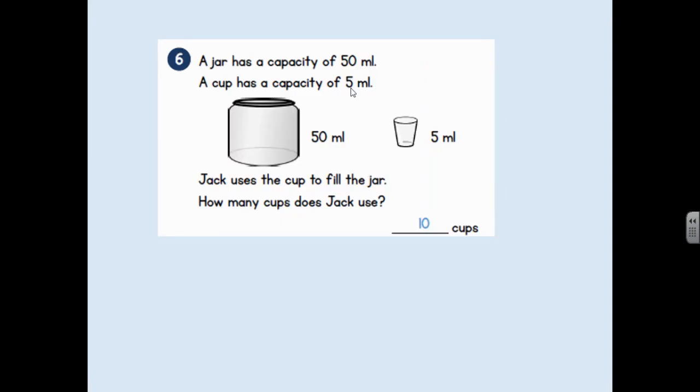A jar has a capacity of 50 ml. A cup has a capacity of 5 ml. Jack uses a cup to fill the jar. How many cups does Jack use? So he's using a 5 ml glass to fill in this 50 ml jar. So 5 times what gives us 50? 5 times 10 gives us 50.